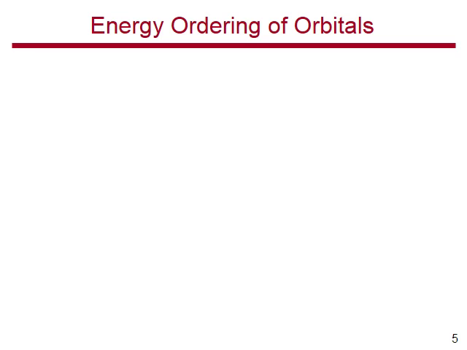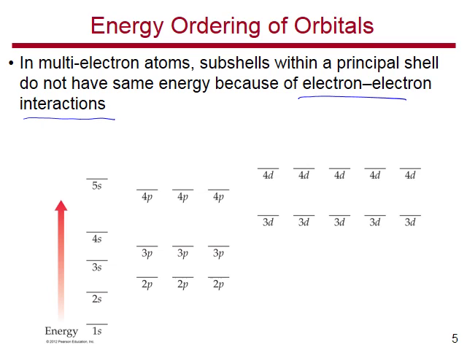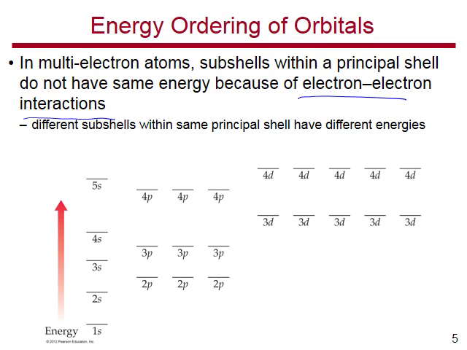However, things get a bit more complicated for multi-electron atoms because of electron-electron repulsion, as a result of which subshells within the same principal shell no longer have the same energy, unlike the one-electron system. For example, 2p and 2s no longer have the same energy. In fact, 2p is higher in energy than the 2s. Likewise, 3p is higher in energy than the 3s.